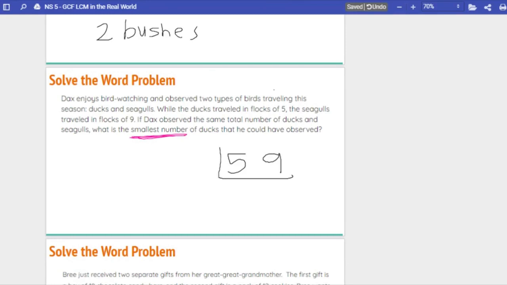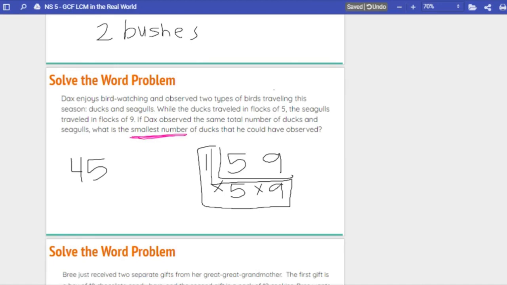Ooh, if we look at this one, what goes into 5? 1 and 5. So this is going to be one of those, again, that the only thing in common is 1. 5 divided by 1 is 5. 9 divided by 1 is 9. We have our L. 1 times 5 is 5. 5 times 9 is 45.